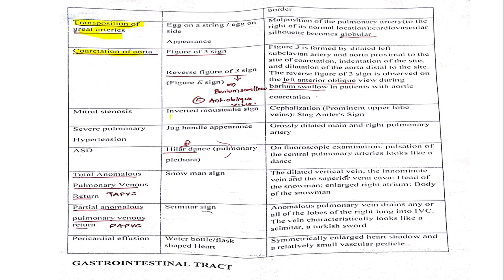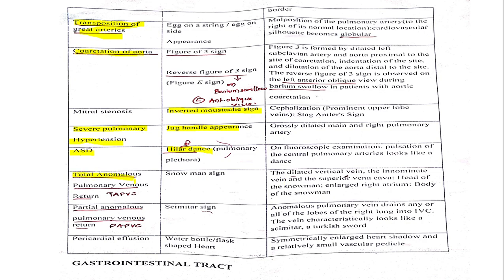In mitral stenosis we will see inverted moustache sign. In severe pulmonary hypertension, jack handle appearance is seen. This is due to grossly dilated main and right pulmonary artery. Atrial septal defect shows hilar dance appearance due to pulmonary plethora. It is on fluoroscopic examination.